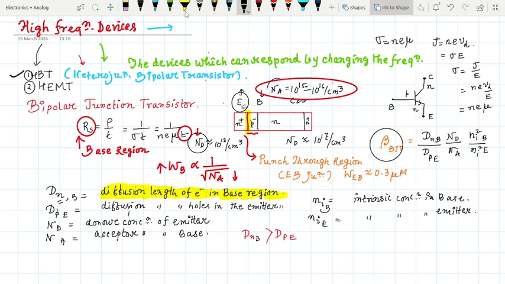As I have mentioned here, ND is greater than Na. So these two factors are very much greater. Now the last factor, this we have to analyze. This simply means it should be greater than 1.